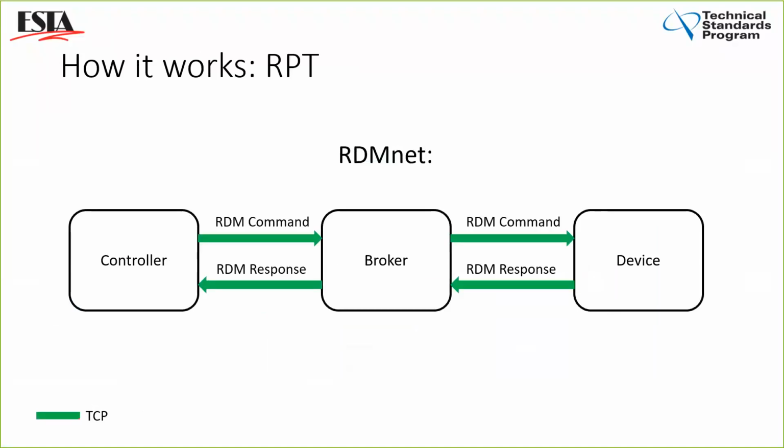The broker uses some addressing information that's present in the RDM command to determine the correct device and controller to send these messages to. And all of these messages are sent over TCP for reliable communication between controllers, brokers, and devices. This is by contrast to protocols like streaming ACN and RDMnet, which use UDP for communication.